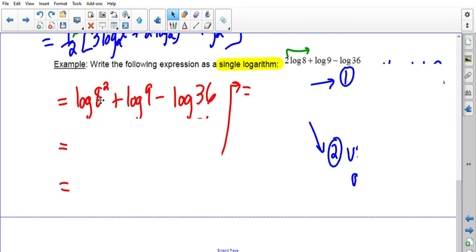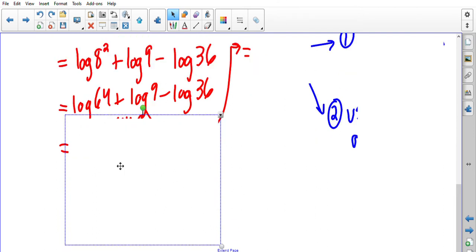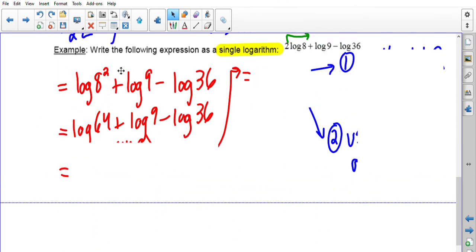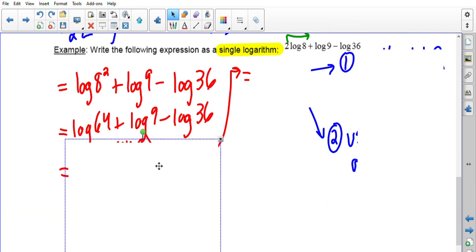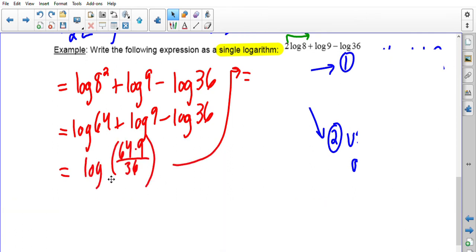Then I want to work with the fact that if I'm adding these two together, that means I'm going to take their arguments and multiply them. And then if you want, you can do it all in one. Because then I know I'm going to take that answer and subtract log 36. Again, I notice that they're all log base 10. So that means I can take those arguments multiplied and divide out the 36. Okay. So before we do that, I just did 8 squared as 64. So now we can do log of 64 times 9 divided by 36. So you can write it like that. 64 times 9 divided by 36.